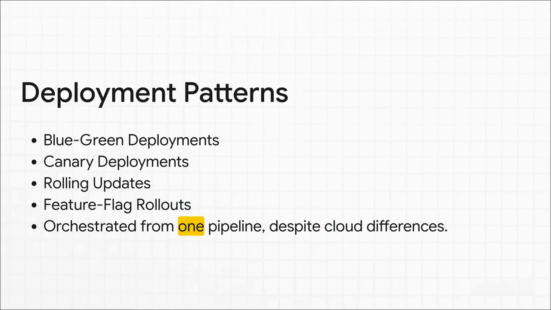And here's the really cool part about this unified model. You don't have to give up your sophisticated deployment patterns. Whether you're a fan of blue-green, canaries, or rolling updates, you can orchestrate all of it from that central pipeline. Sure, the nitty-gritty implementation might be a little different on, say, AWS EKS versus Azure AKS, but your high-level command and control, that stays right in one place.